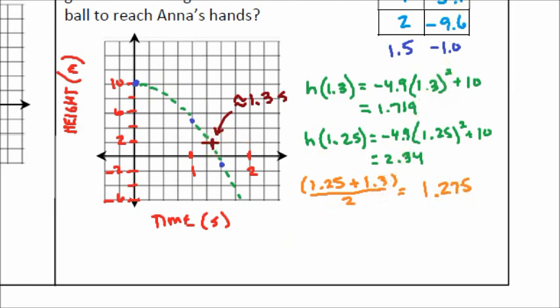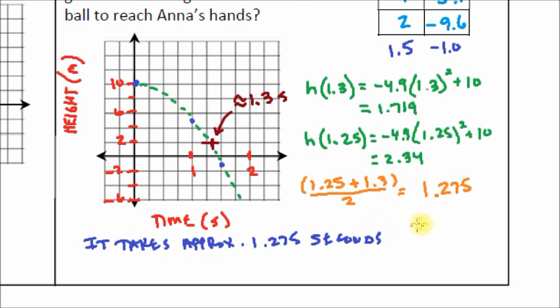And so I can write my final answer here: it takes approximately 1.275 seconds to reach Anna's hands. You could say to be 2 meters above the ground, but I'm going to say reach Anna's hands because that's what the question says. To reach Anna's hands.